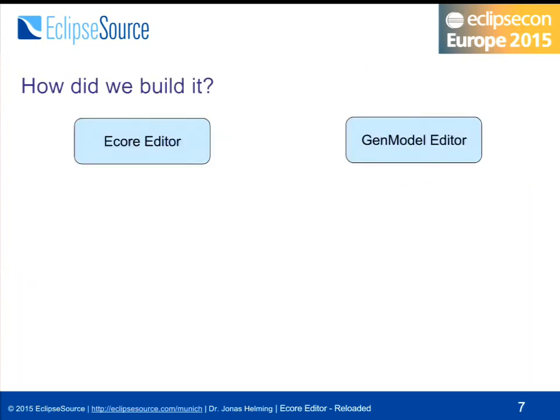Okay, so let's talk about the components that we used for this editor. Actually, we have 2 editors, the Ecore Editor and the GenModel Editor. If you think about the functionality of those 2 editors, they're pretty much the same. They need to load an XML file, they need to display the tree, and on the right side they need to display the details. They need to be capable of loading other files. They need drag and drop, undo, all the classical features.